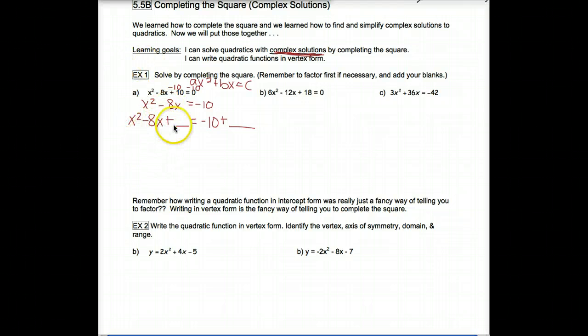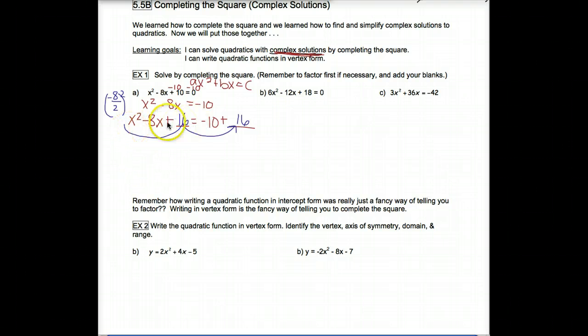So we fill in the left side blank, b divided by 2 squared. So b in this case is negative 8, divided by 2 is negative 4, squared is 16. To fill in the blank on the right side, remember you multiply times whatever's out in front times the 16. Well, in front here is just a 1, so 1 times 16 is 16. So now that I have my blanks complete, I simplify the individual sides.